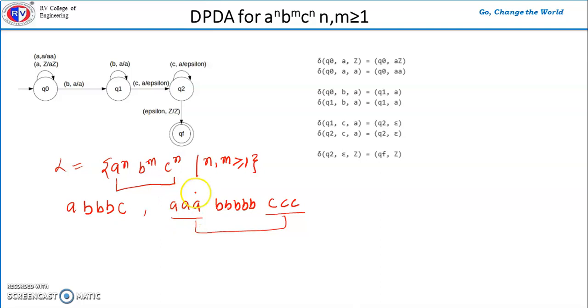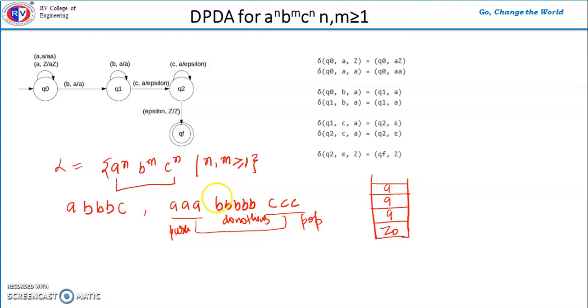When we read A, we will push it onto the stack, and then after A, B will come. When B comes, we will not do anything. So for A, we perform a push operation; for B, do nothing; and for C, we are going to pop. In the stack, initially we will have Z0. When we read the first A, Z0 is on the top of the stack, so we push A. Then we read the second A, and push. We read the third A, and push that also.